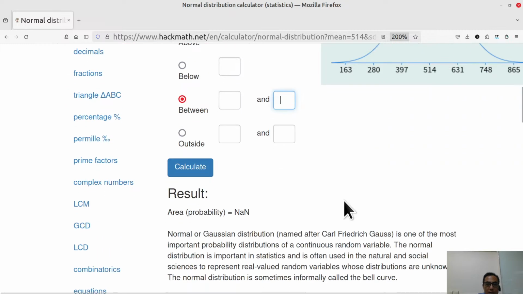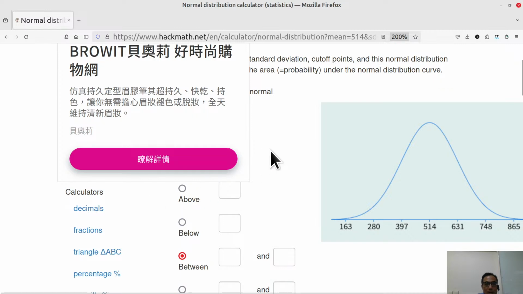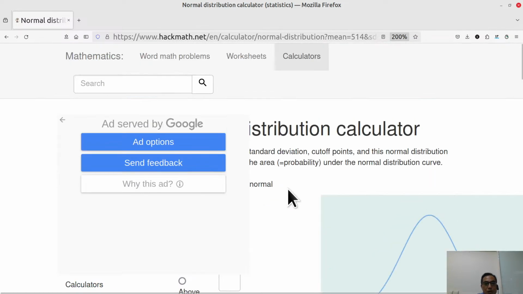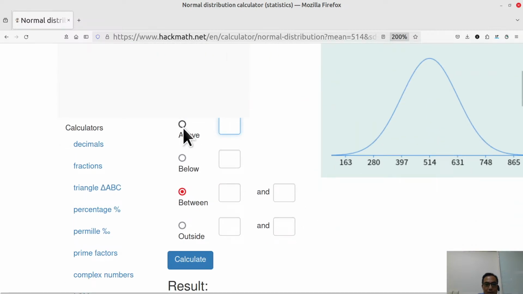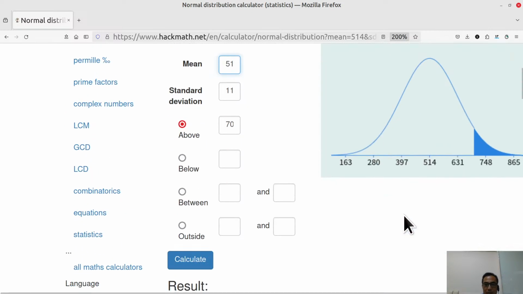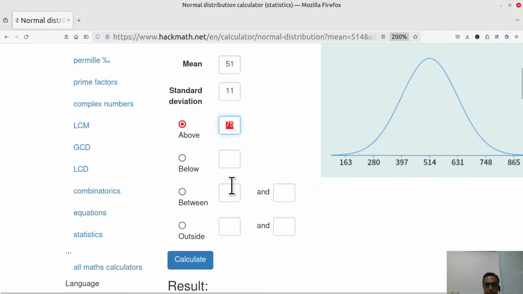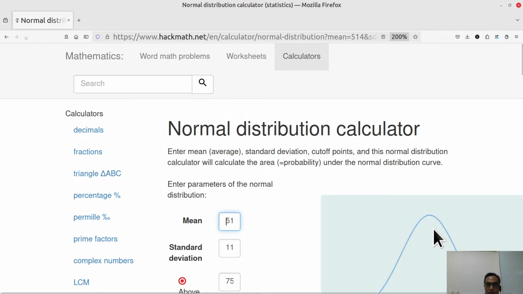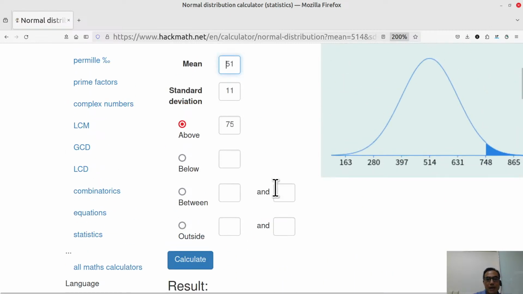From this one, it has no function, no blank for this purpose. So I would like to suggest you can use above. You can try maybe 700. Calculate. 700, 0.05. That's not enough. 750. The area here, is it 1%? No, that's 2%. Then you can put a little bit more.